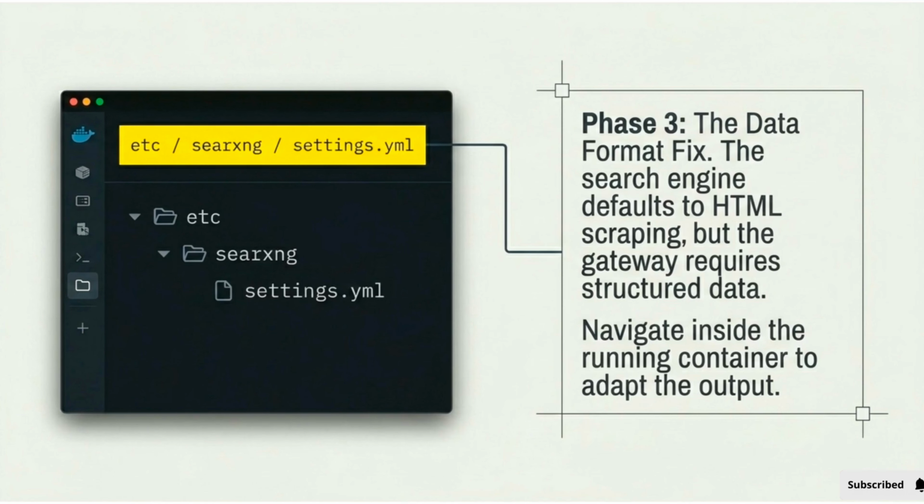Phase 3 is the data format fix. The search engine defaults to HTML, but the gateway requires structured data. Navigate inside the running container to adapt the output.